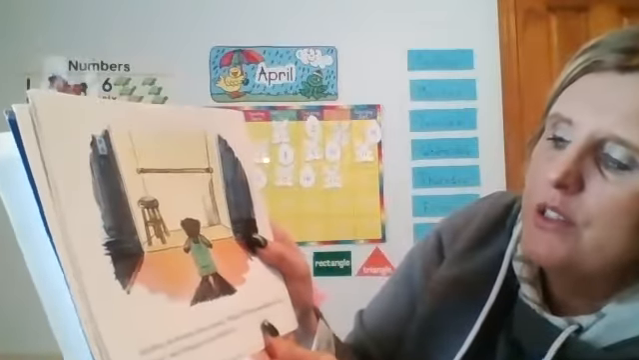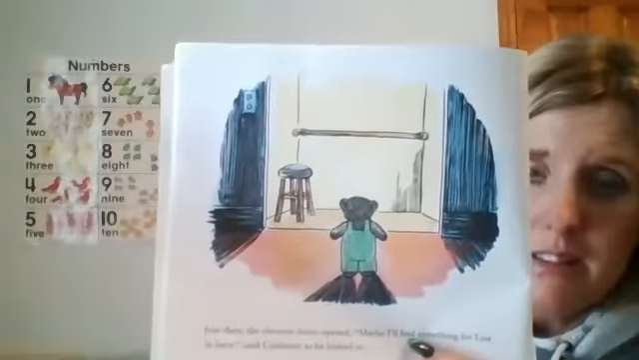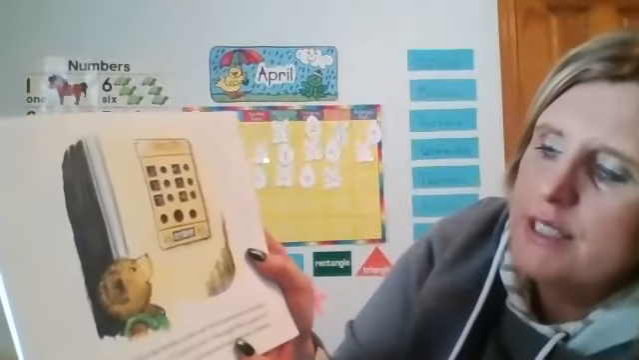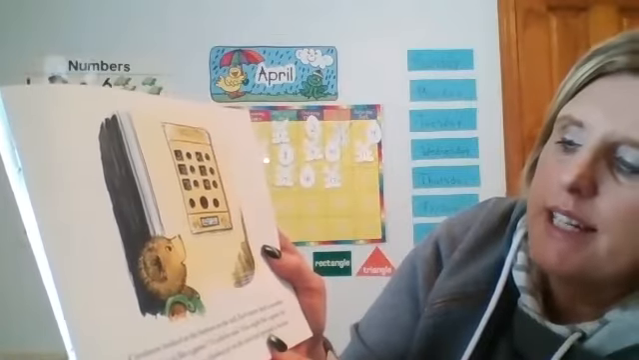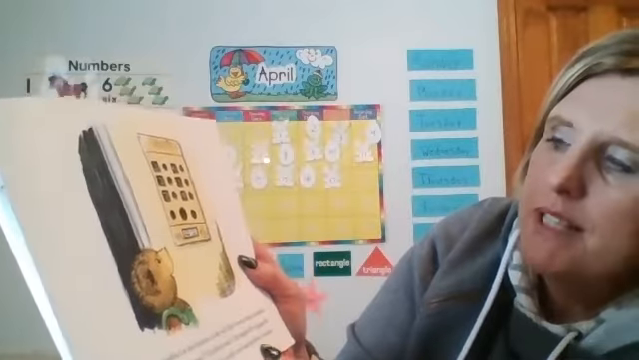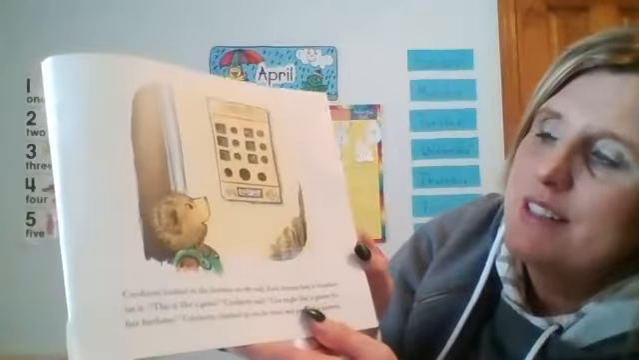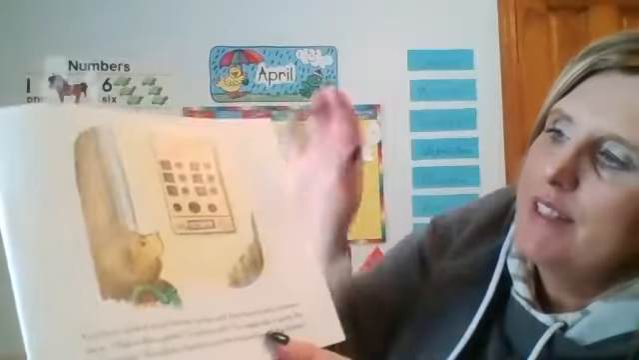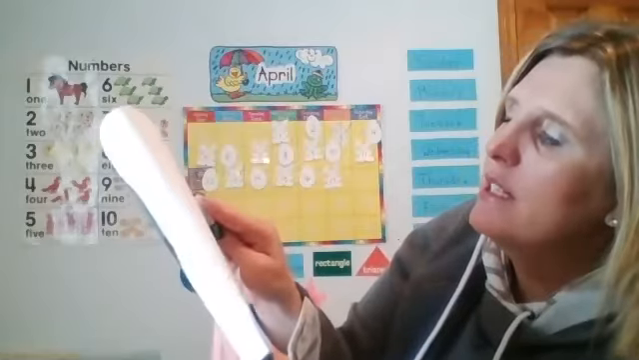Just then, the elevator doors opened. Maybe I'll find something for Lisa in here, said Corduroy as he looked in. Think you'll find anything in the elevator? I don't think so. Corduroy looked at the buttons on the wall. Each button had a number on it. This is like a game, Corduroy said. Lisa might like a game for her birthday. Corduroy climbed up on the stool and pressed a button. That's not a game. It tells the elevator, we push the buttons and then we can make the elevator go up or down. And that's what that's for, but he thinks it looks like a game. He's just learning about the world.